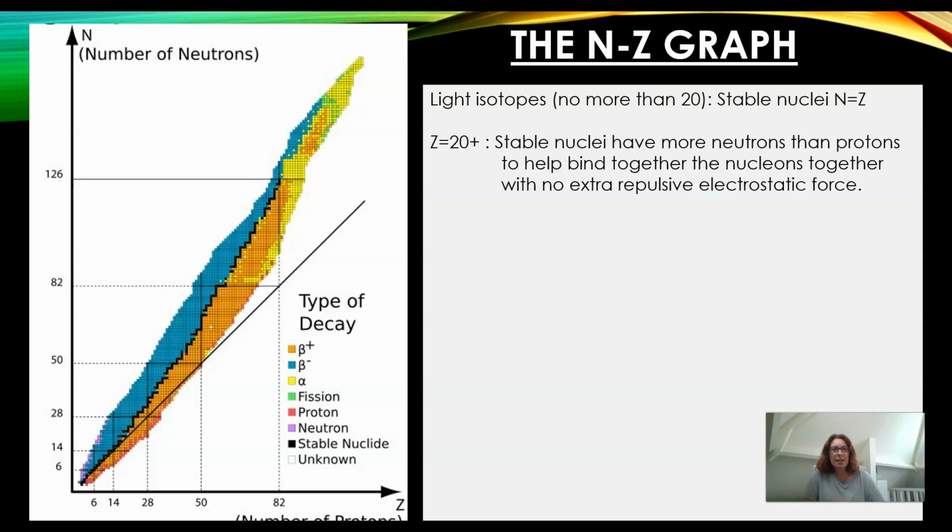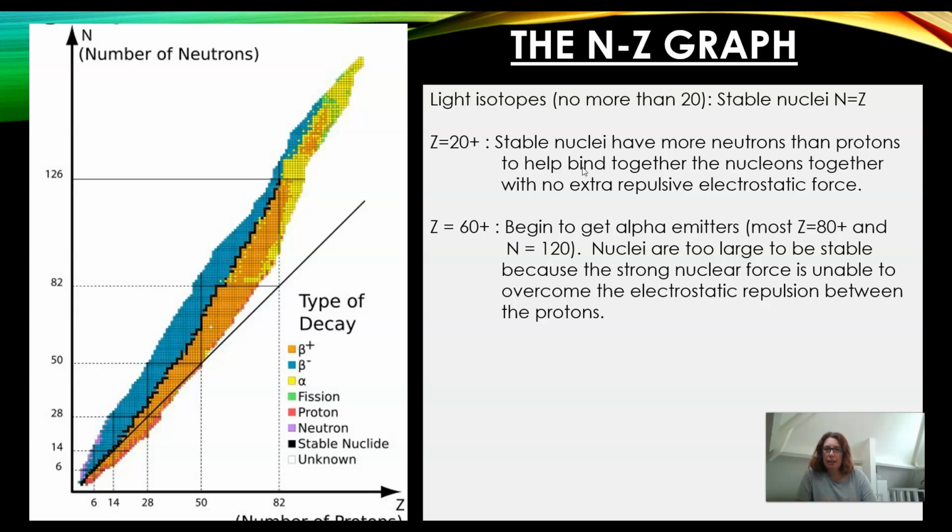This helps bind together the nucleons with no extra repulsive electrostatic force, i.e. if you have more protons, the amount of force trying to push the nucleus apart increases, and so a way to overcome that is to have more neutrons. At Z equals 60, you begin to get alpha emitters, and you get the most alpha emitters at Z 80 plus, and N equals 120. So you need to try and remember those numbers.